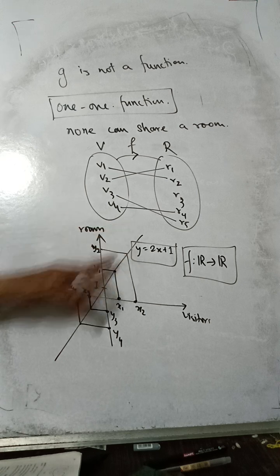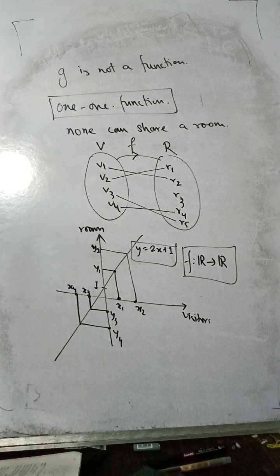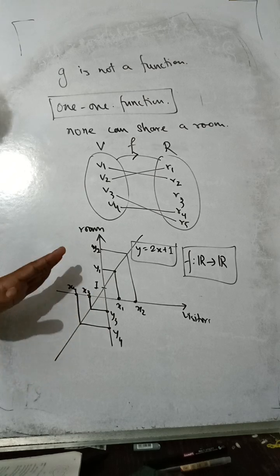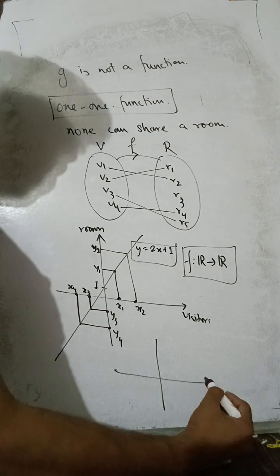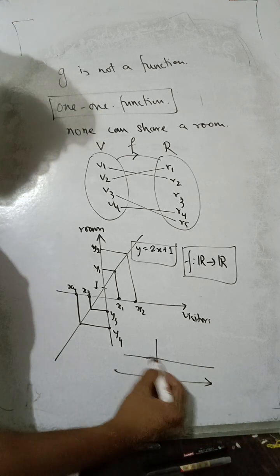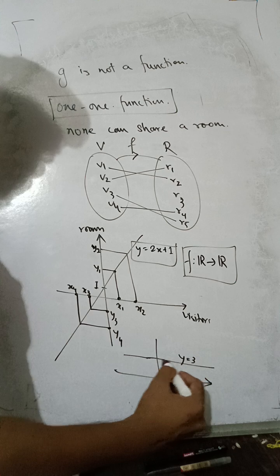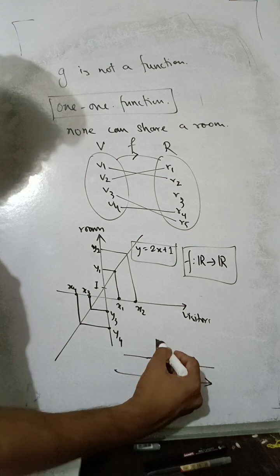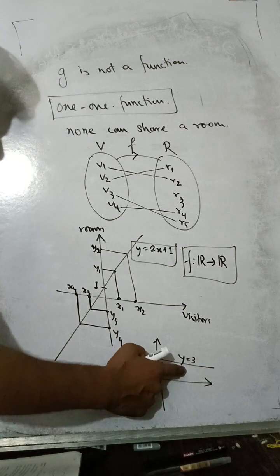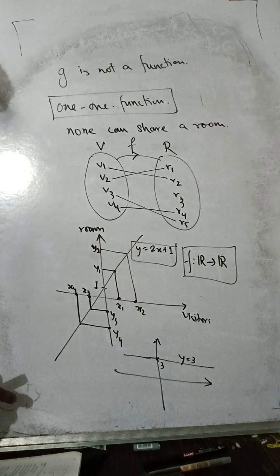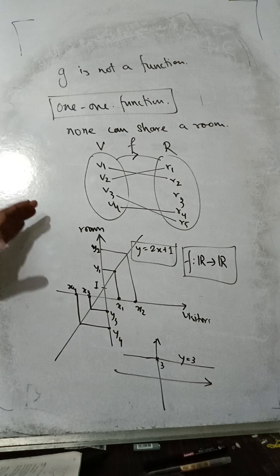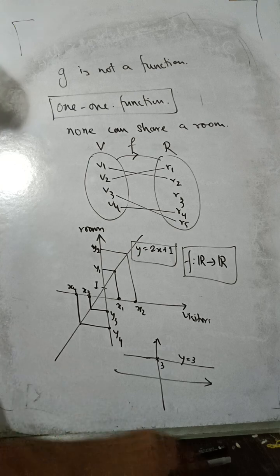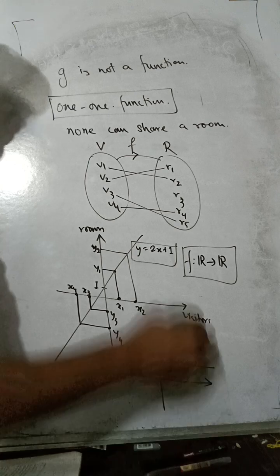In fact, every straight line except a horizontal line, which is a line parallel to the x-axis, is one-one. A horizontal line is a constant function, like y is 3. Suppose this point is 3. This is not a one-one function, but except a constant function, every other straight line or linear function is always a one-one function. So this is the idea of a one-one function.